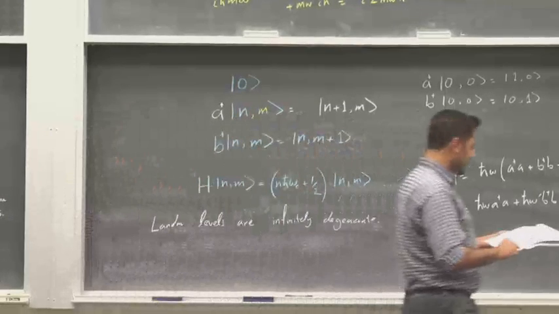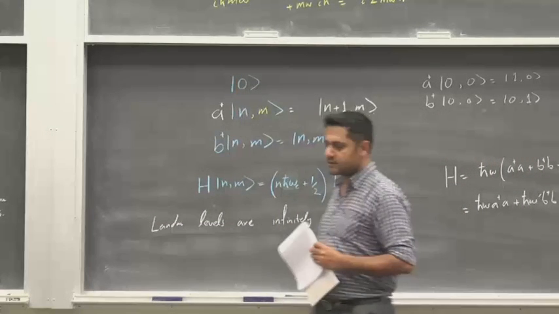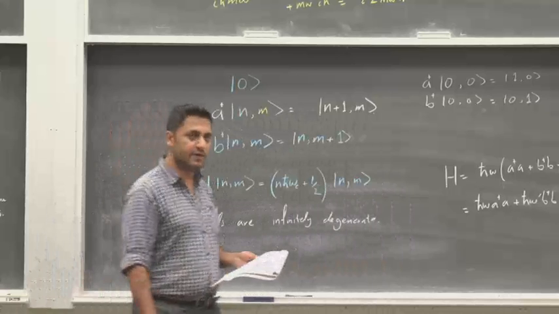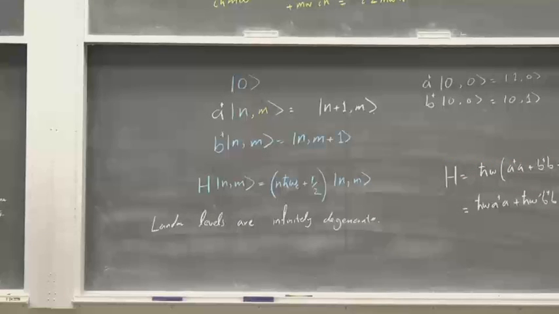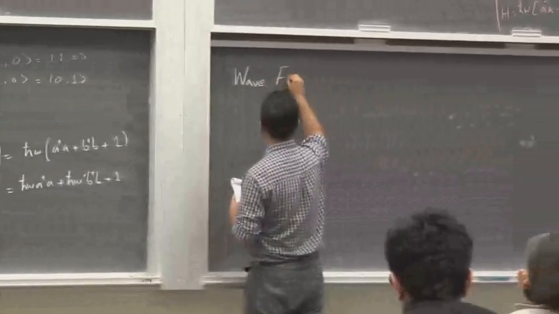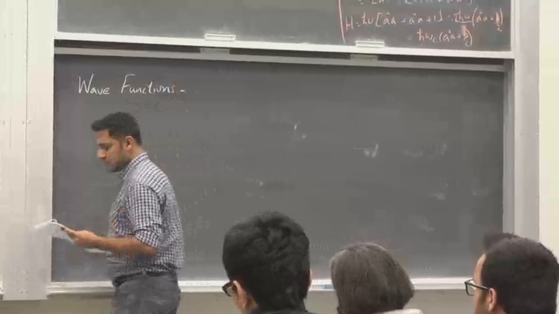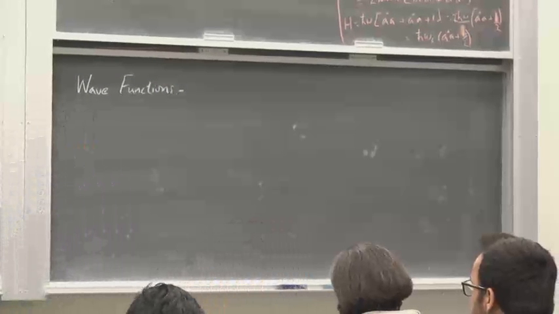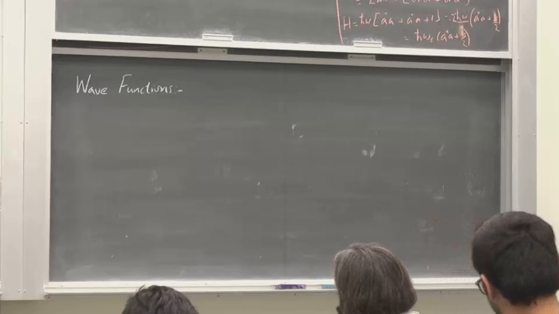So now let's see what the wave functions are. If you want to see what the electron is actually doing, we have to have some idea about the wave function. So in essence, the wave functions you kind of know because they are just the harmonic oscillator wave functions.